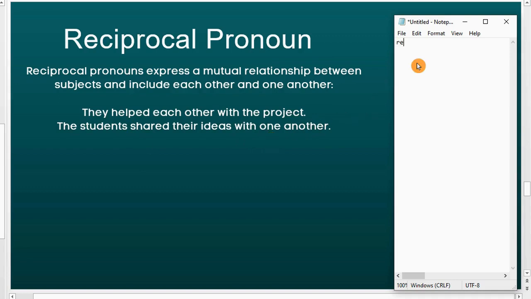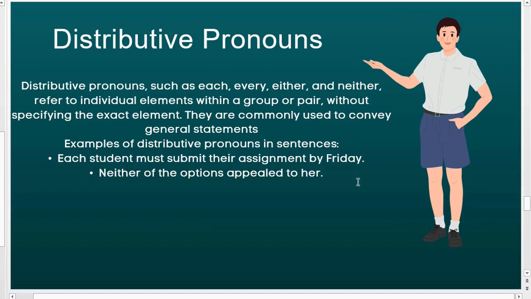Okay, I can say relationship between individuals or others, that one another, each other, and this kind of words are known as reciprocal pronouns. If I move to another slide, then we will discuss distributive pronouns.